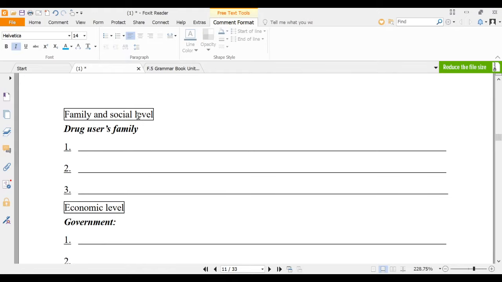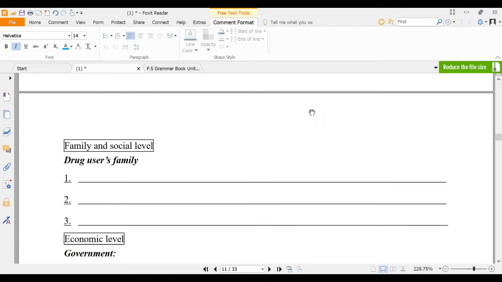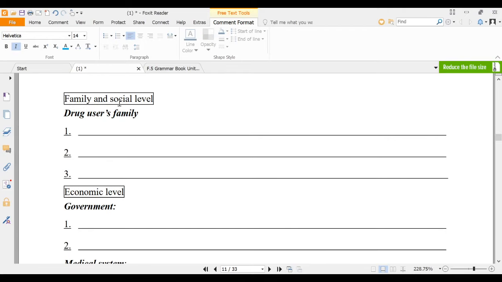Drug users' family. Yeah, it tells you not just the personal level. So this is just the personal physical health, personal mental health. But you can also talk about it at the family level and social level, government, economic level, and then the public health level. So I'm not talking about it one by one.